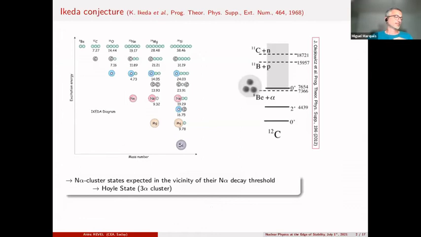So since the beginning of the week, we saw this diagram several times already about the Ikeda conjecture that postulates that we should basically see alpha cluster states close to or in proximity to the corresponding alpha threshold, the most famous one being the Hoyle state in carbon-12.